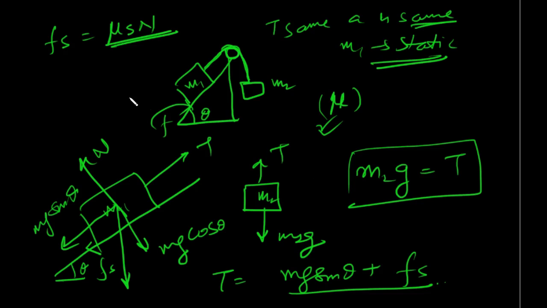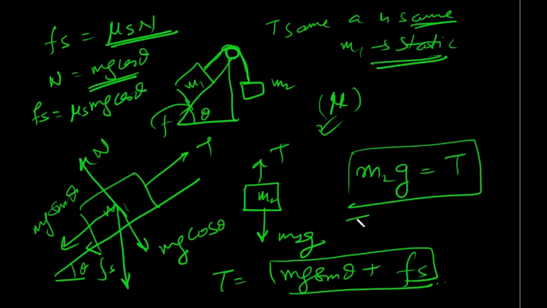So what is N over here? N here is mg cos theta, right? So Fs would be equal to mu s mg cos theta. We put this into this equation. T becomes equal to mg sin theta plus mu s mg cos theta. And this will be m1g. So T becomes equal to m1g sin theta plus mu s m1g cos theta.